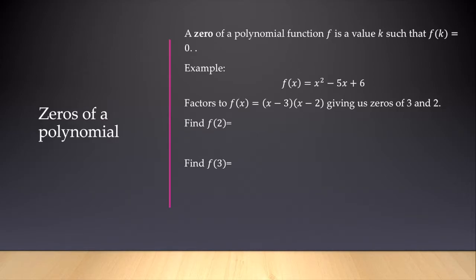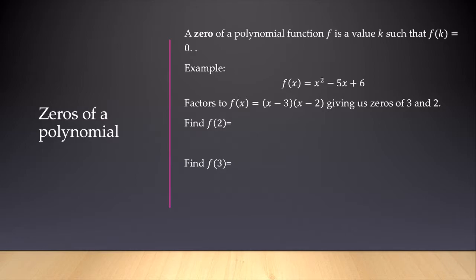Let's look at this simpler example. Here we have a quadratic equation, a degree 2 polynomial. I know that this factors to x minus 2 times x minus 3, giving us zeros of 3 and 2. That's where our graph crosses the x-axis. Let's find f of 2 and let's find f of 3.